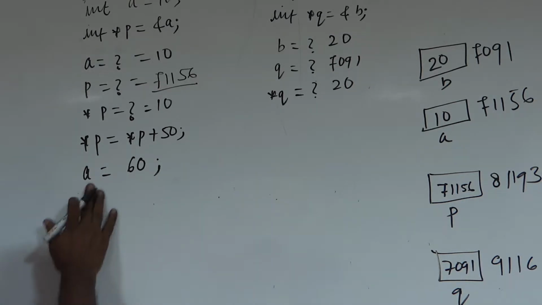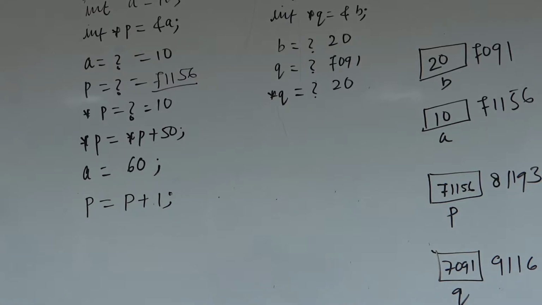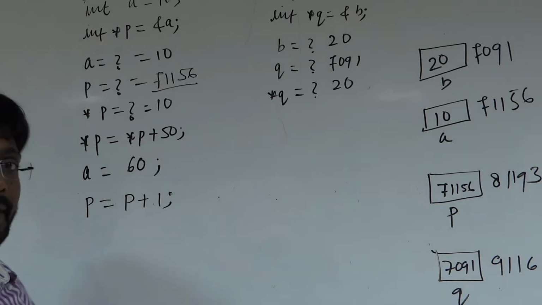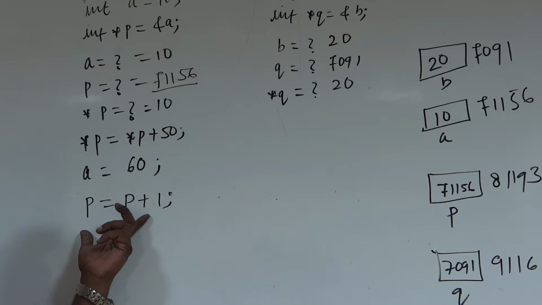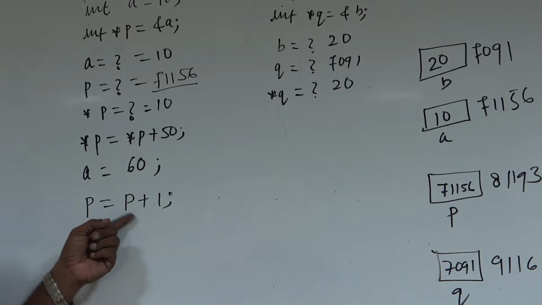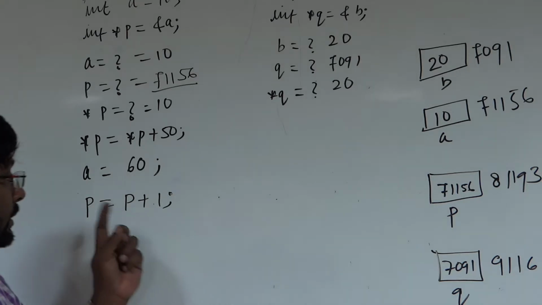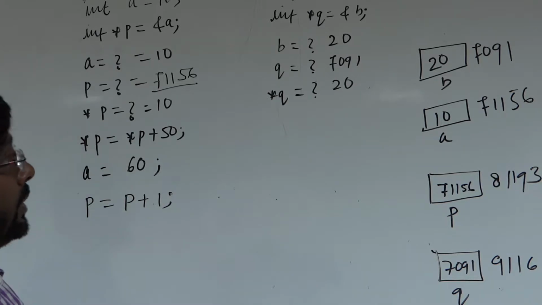Now if I write here p is equal to p plus 1, what will happen? When I print p, it will display 71156. P plus 1, will it become 71157? No, because p is not a normal variable, it's an integer pointer. So how much? 2 bytes. So when we increase p by 1, it will be increased by 2.